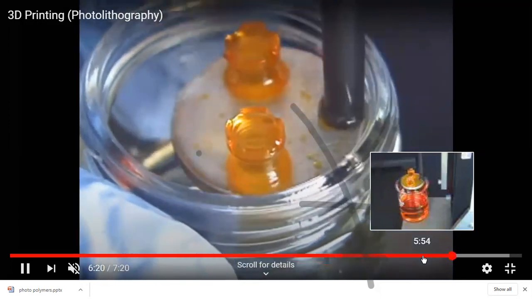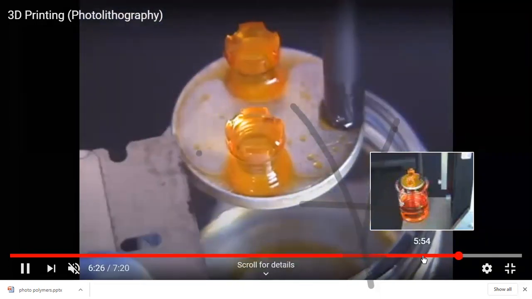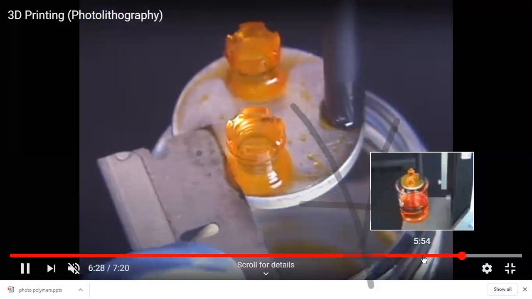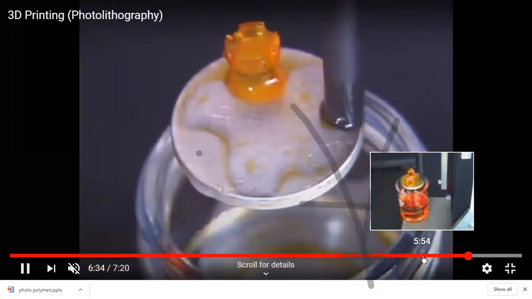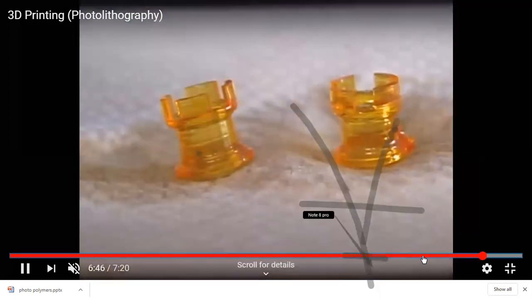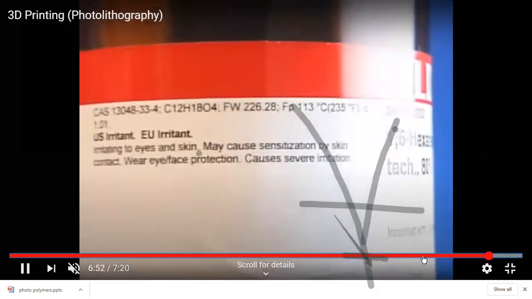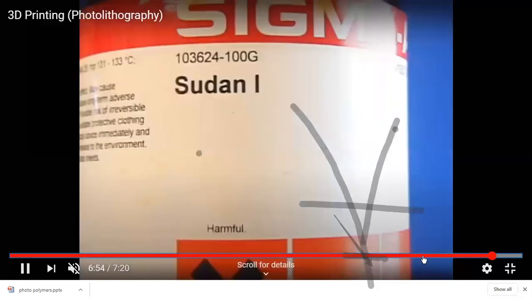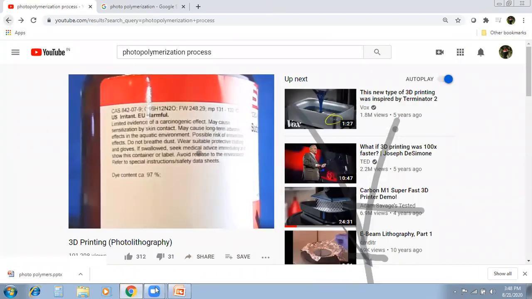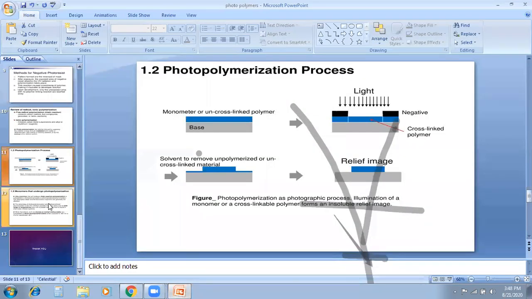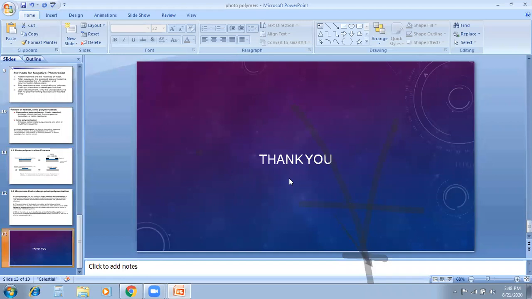What he is doing is the post processing operation. It has some temperature, it should cool, and after that he removes the objects. So these are the products developed by using these photolithography operators. Okay, so this is the process. Thank you guys.